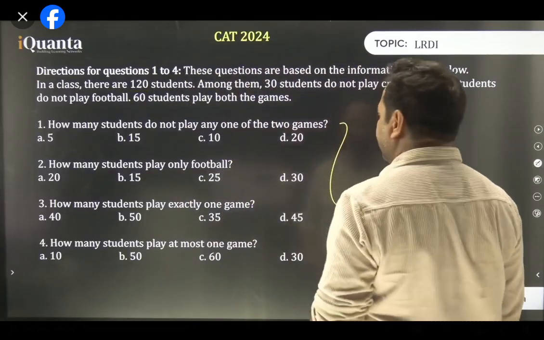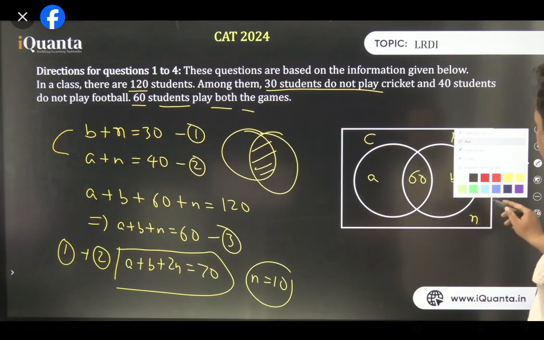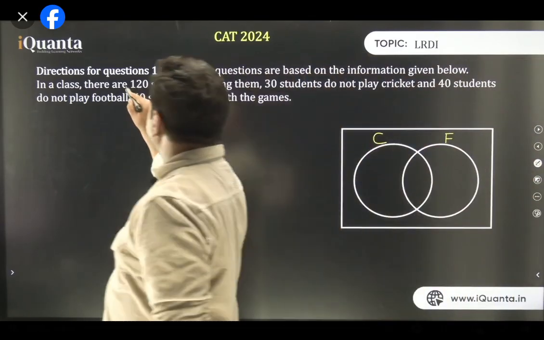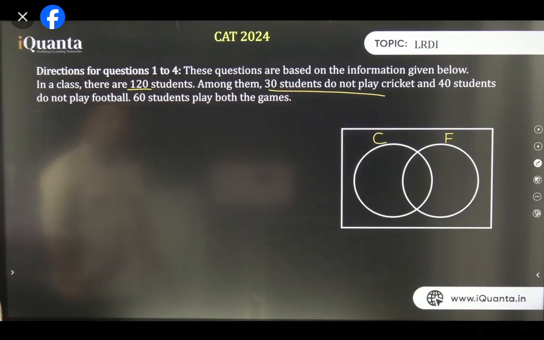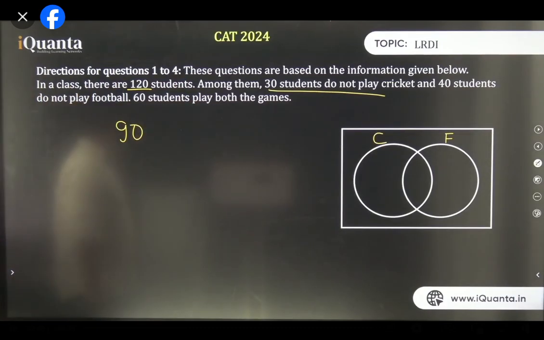Now, if I want to solve this set in a different way, there's the basic way. Cricket, football. So overall, we had 120 students. 30 do not play cricket. What does that mean? That means 90, at most 90 might be playing cricket. यार at most one more than one कैसे हो सकता है? अधिक से अधिक एक. तो more कैसे हो जाएगा?